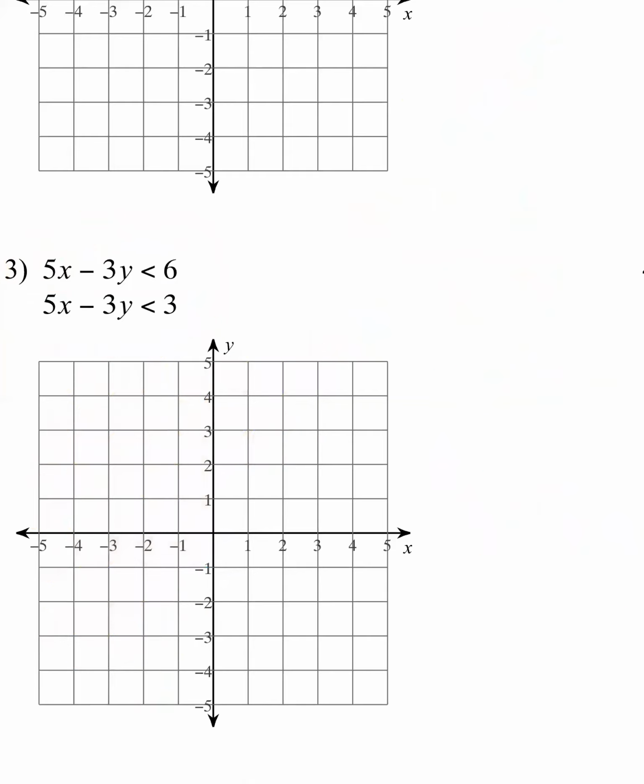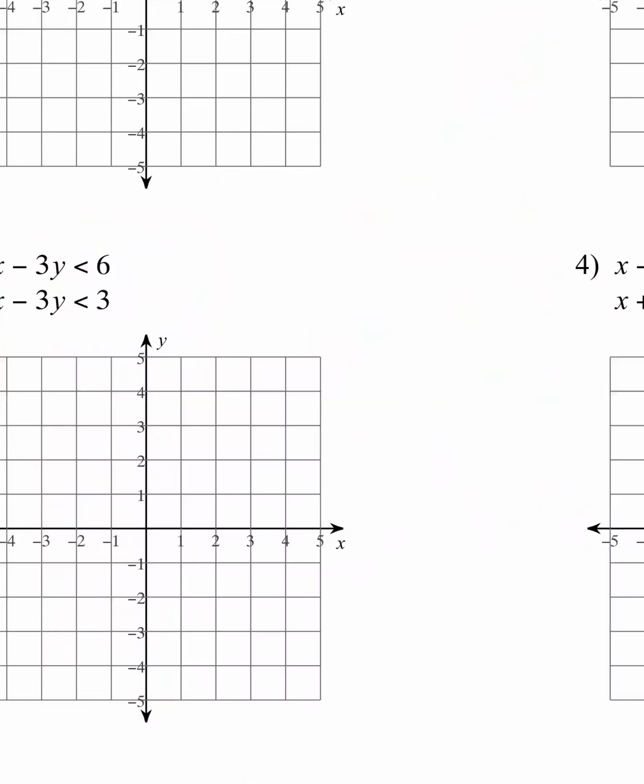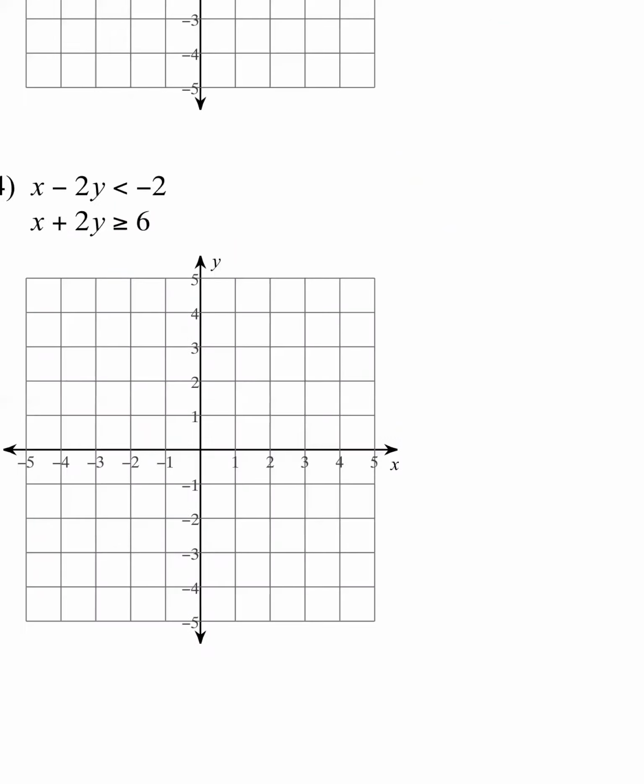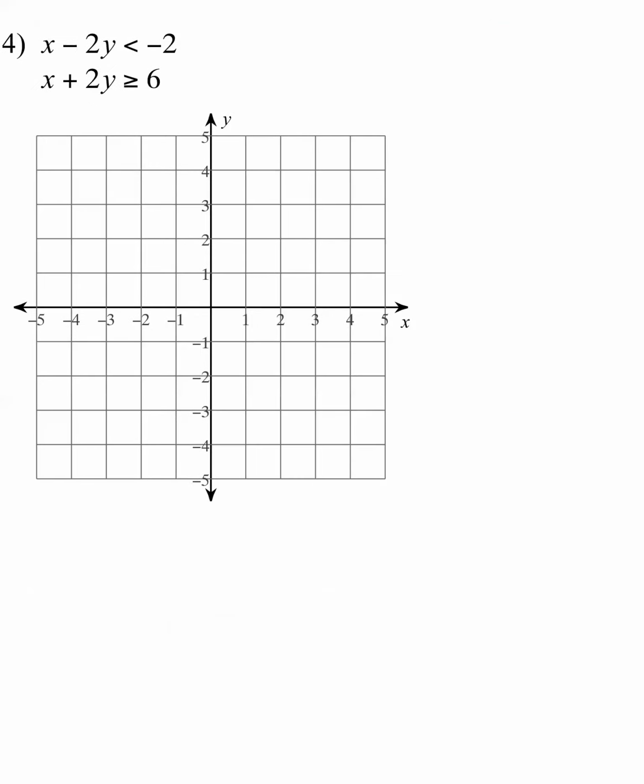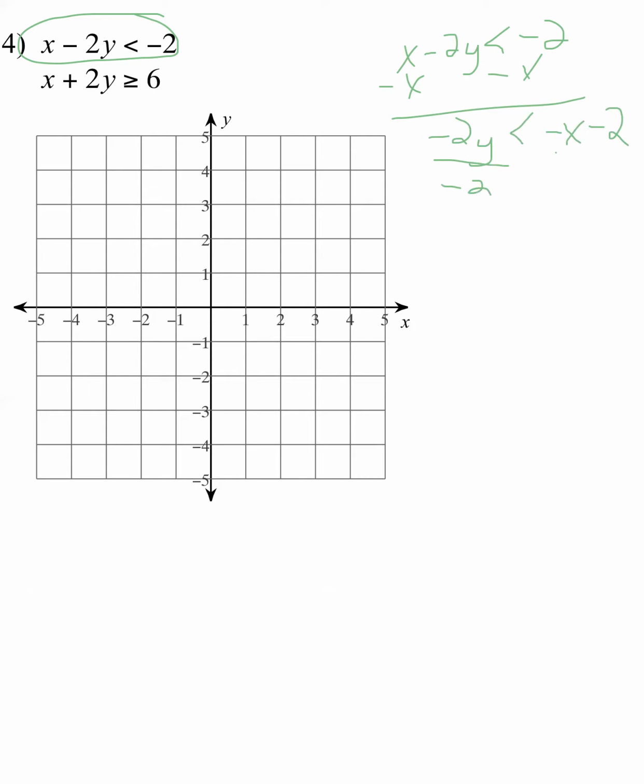All right, last problem. Here we go. Number 4. Let's see how we do here. Give myself some room. And here we go. We'll do the top in green. X minus 2y is less than negative 2 minus that x. Negative 2y is less than negative x minus 2. And then I need to divide everybody by a negative 2.